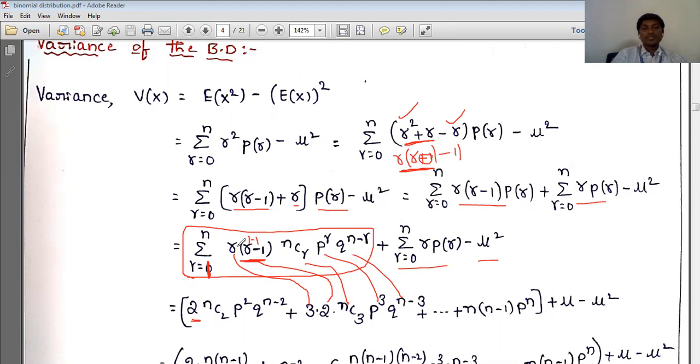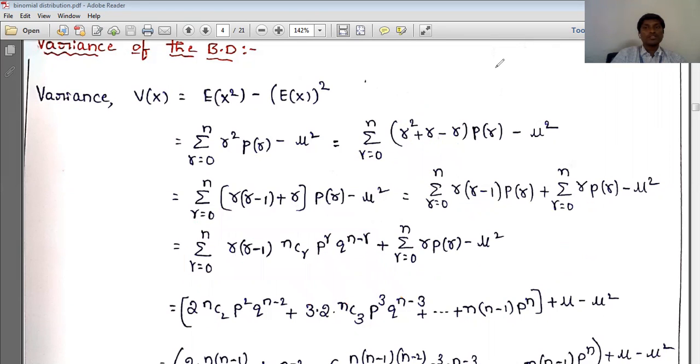And finally, if you substitute the last term, r as n, so n into n minus 1 into nCn. nCn is nothing but 1, so for that we didn't write it. And p power n, that's why we wrote it like this, and q power n minus n. So q power n minus n, here n and n both cancel, q power 0 is equal to 1. Okay, so for that we wrote like this. So 2 into nC2 p square, just what we did, we substituted different values in place of r.